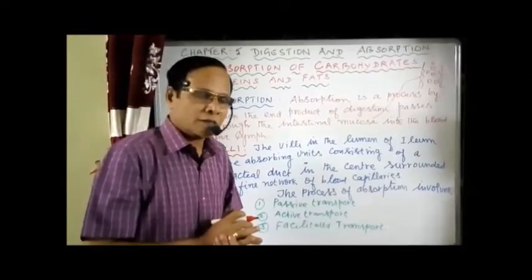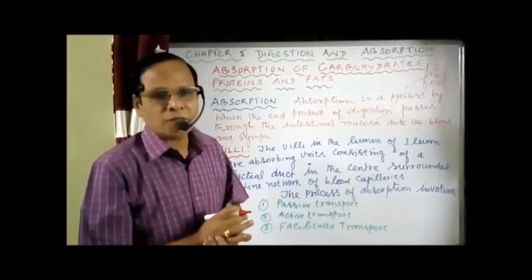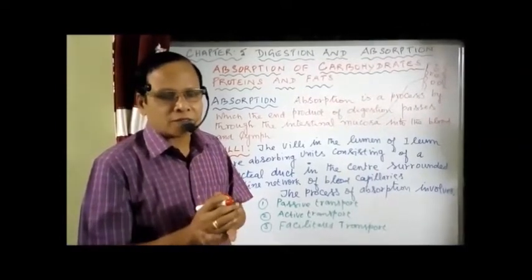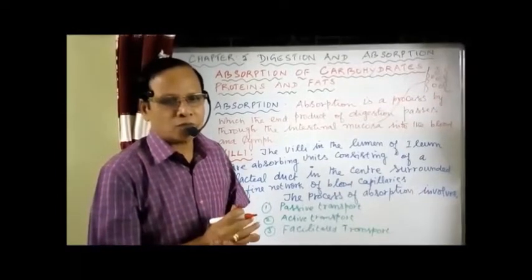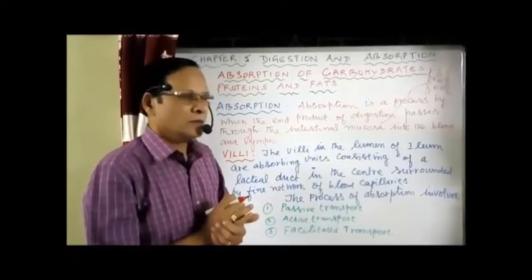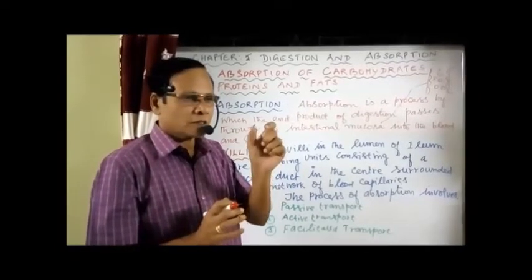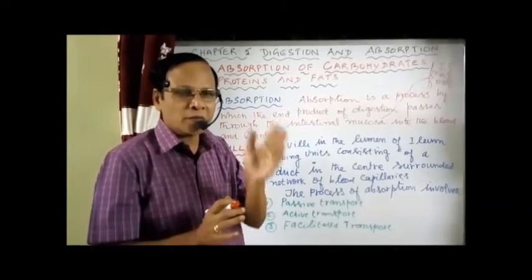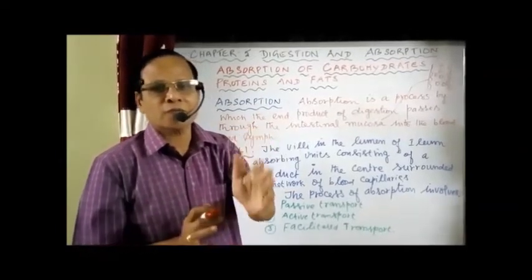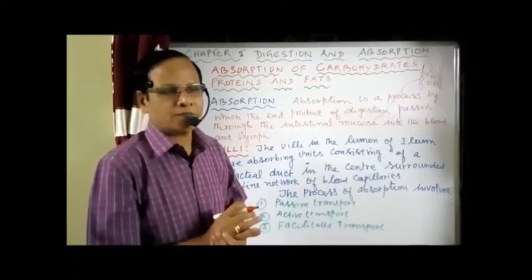We studied already that the villus consists of a single layer of epithelium enclosing a middle lacteal vessel, surrounded by a fine network of blood capillaries, both arteries and veins. Normally this is the structure of a villus we have studied already. It is bound by a single layer of epithelium enclosing a middle lacteal vessel, nothing but the lymphatic vessel, surrounded by a fine network of capillaries.